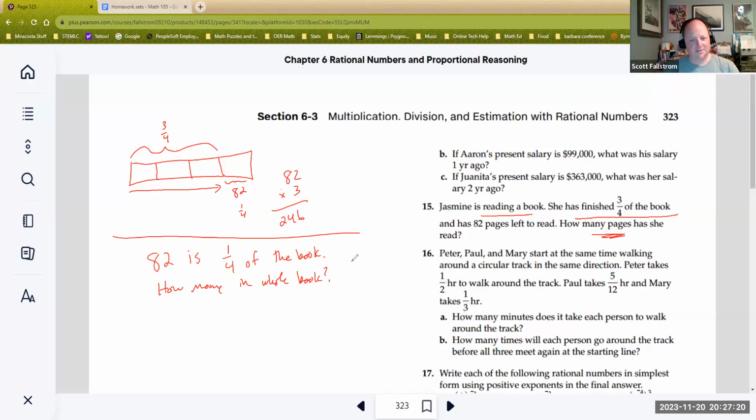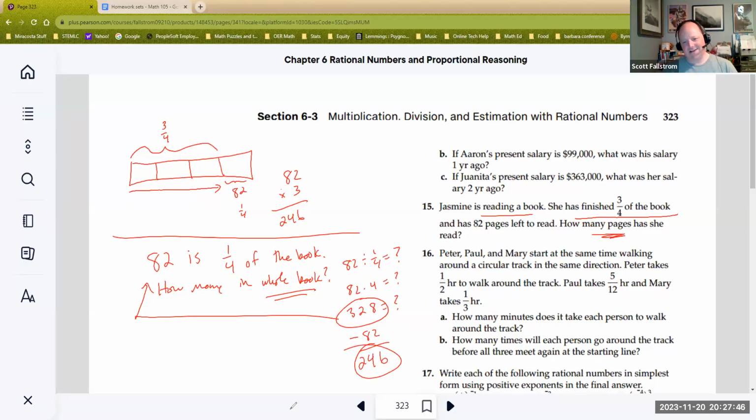Okay. So that is basically 82 is 1/4 of what I need. How many is what I need? And this could be as quick as invert and multiply. And then multiply this and you get 328. That's how many are in the whole book. But you still have 82 pages to go. So if you take away 82, guess what you get? 246. So there we go.